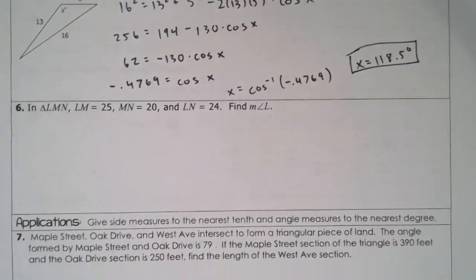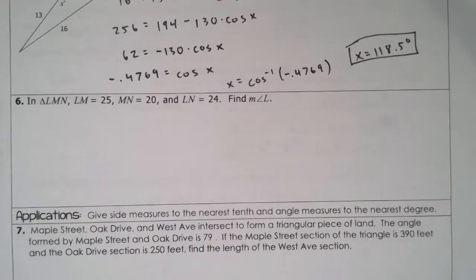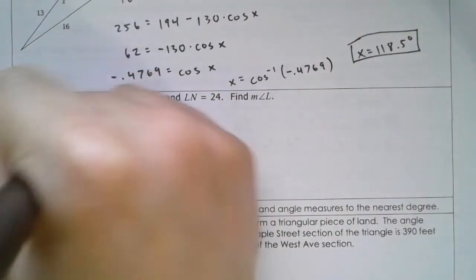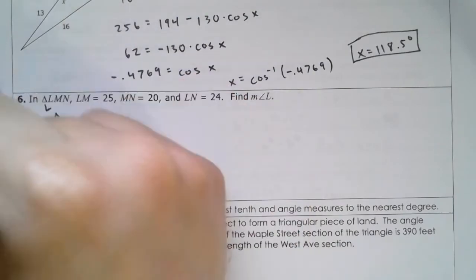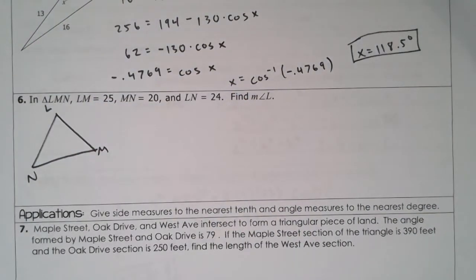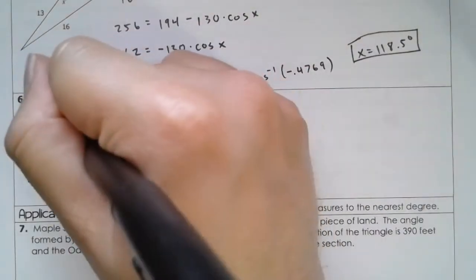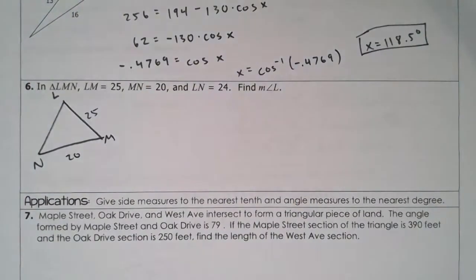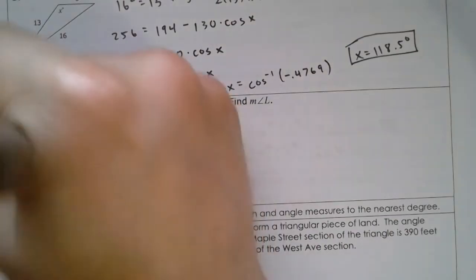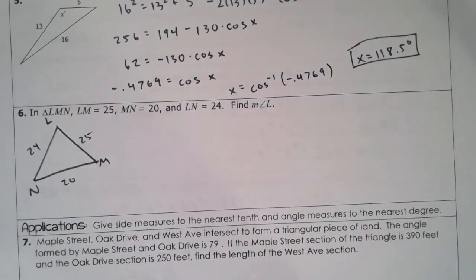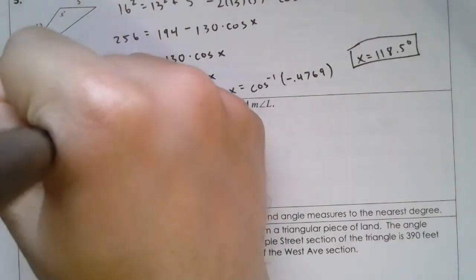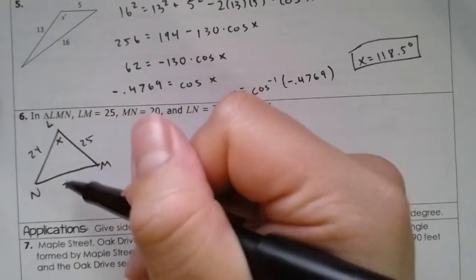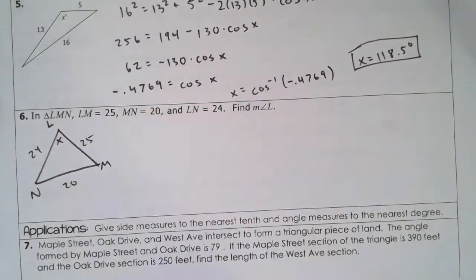Next one: in triangle LMN, LM is 25. Let's draw it out first. LMN, LM is 25, MN is 20, LN is 24, and it says find the measure of angle L. I'm starting with the side MN because it's opposite to the angle I need to find.